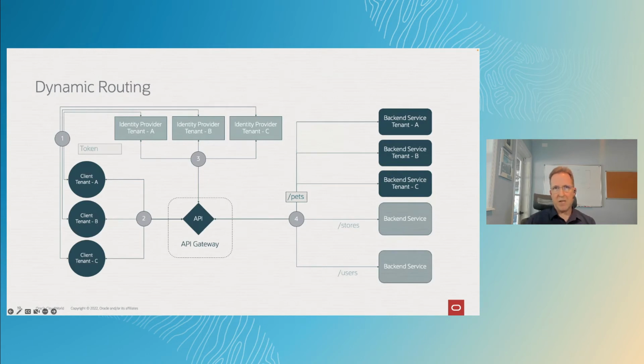Similar to dynamic authentication or authorization is dynamic routing. This is where you can create multi-tenant APIs that can masquerade single-tenant backends. So as the request comes in, the gateway can make a choice between which backend you want to use for that particular client and for that route.